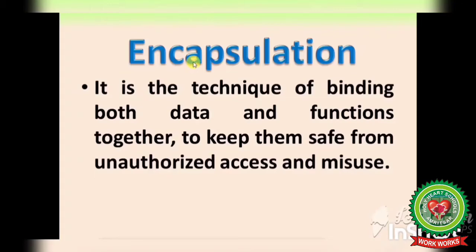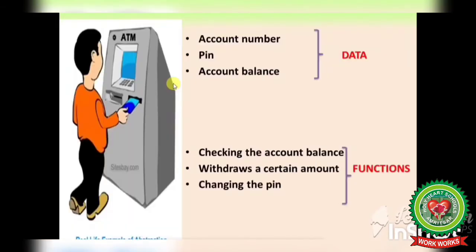Next thing is encapsulation. Encapsulation is the technique of binding both data and functions together to keep them safe from unauthorized access and misuse. Encapsulation ensures that a user cannot access the data without proper authorization. It also ensures that a user can have access only to those functions for which he is authorized, while other functions remain unaffected. Now let us understand the concept of encapsulation with the help of this example.